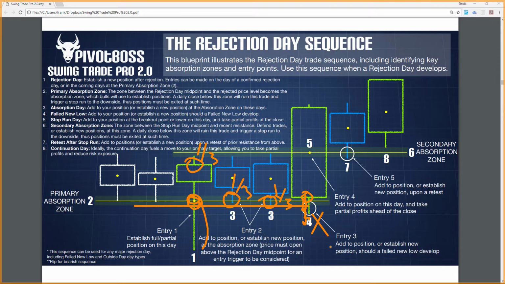That would be a chance to go ahead and get out of that position. So again, that midpoint is very, very important.